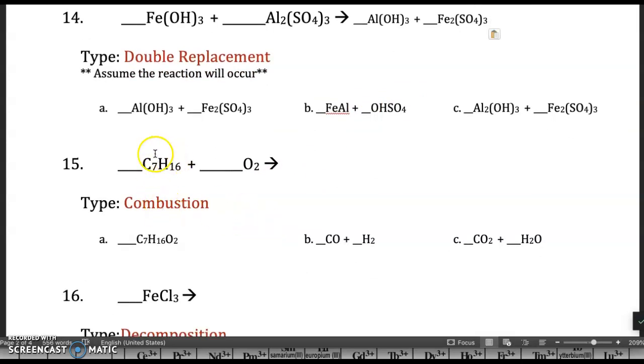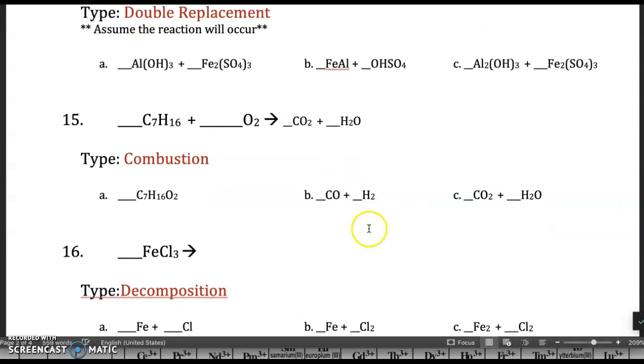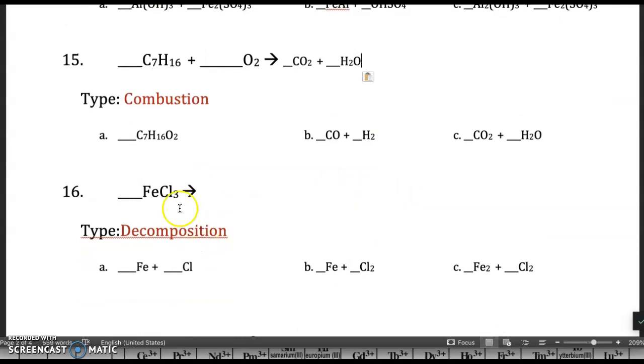Next one is combustion, because I have a carbon compound and oxygen, and the products are always CO2 and H2O for combustion reactions. Okay. Next I have decomposition.